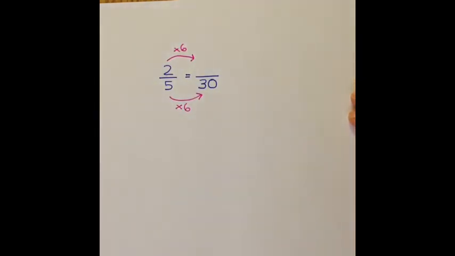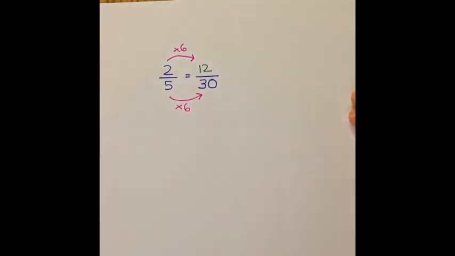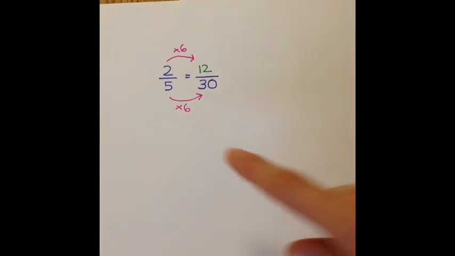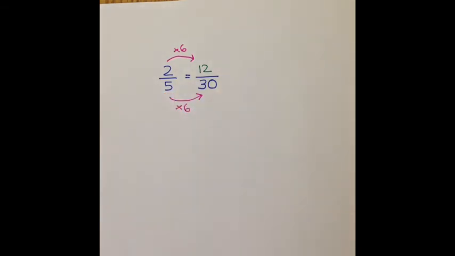And 2 times 6 equals 12. So 2/5 is equivalent to 12/30. They would take up the same amount of space. The fifths would be bigger pieces and the 30ths would be smaller pieces.